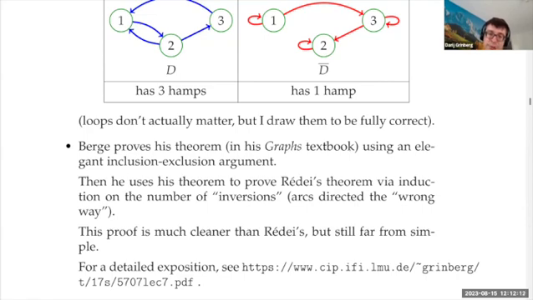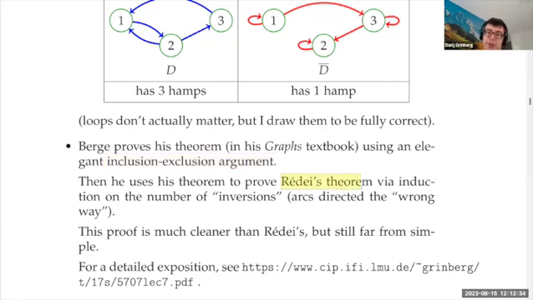The proof of Berge's theorem uses some kind of inclusion-exclusion argument. Pretty tricky, I think. I'm going to say something vague: it reminds me a lot of Foata's fundamental bijection, but it's not exactly Foata's fundamental bijection. It's an inclusion-exclusion argument to begin with.